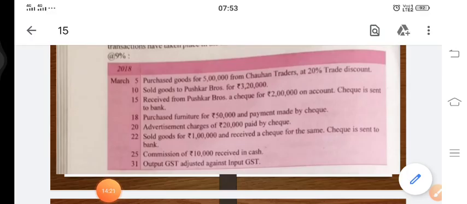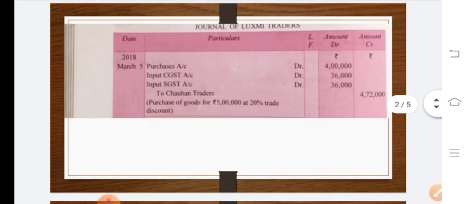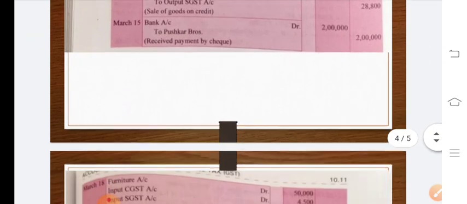The next point we have is sold goods for 1 lakh and received a check for the same. Check is sent to bank. We already have discussed this. If check is sent to bank, bank needs to be debited, but if check is not sent to bank, check in hand needs to be debited. Now here what is happening? We have sold goods for 1 lakh. So see here.